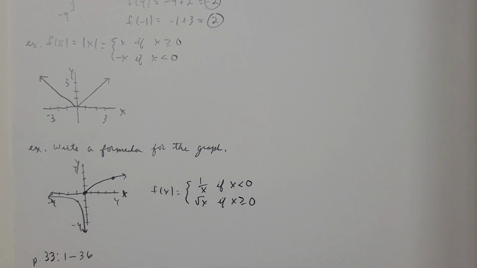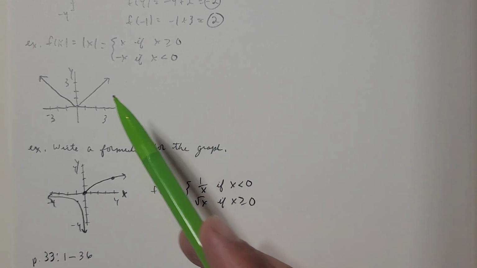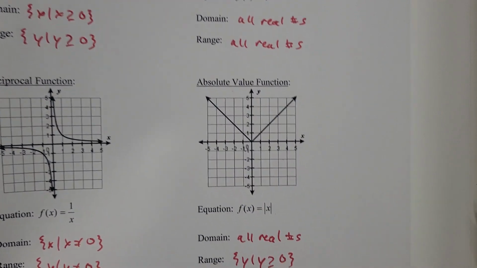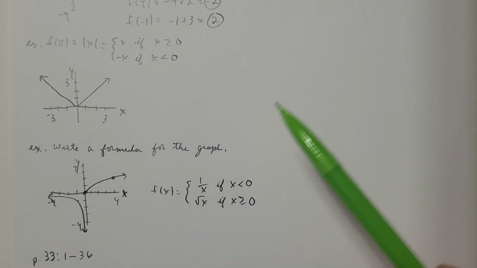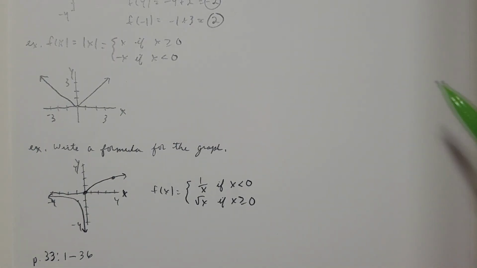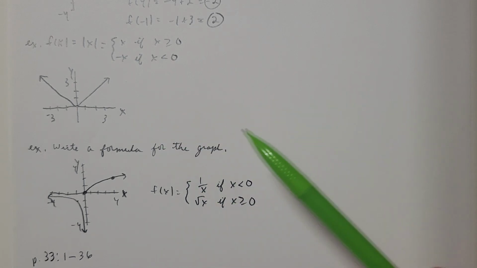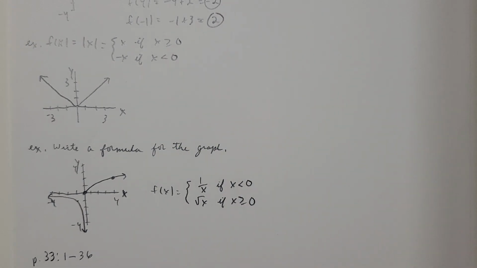Let's try another one here. One of the basic functions that we looked at was the absolute value function. The absolute value function is always a V-shaped graph, centered at the origin, facing upward. Now you can define the absolute value function as a piecewise definition. It'd be x if x is greater than or equal to 0, and -x if x is less than 0. The only reason we're doing that is because this is a way to say to somebody that anything coming out of the absolute value bars is never going to be negative.